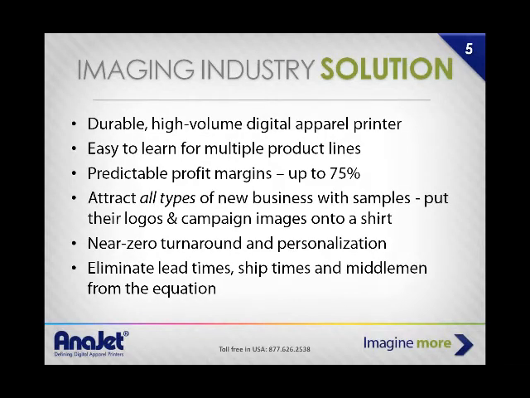So a solution, which is a lot of what I just covered in that previous slide. The Anajet garment printer, whether it's the Sprint, mPower 5 or mPower 10, gives you a durable, high-volume digital apparel printer. It's easy to learn for multiple product lines, not just garments, or T-shirts rather, but sweatshirts, really any type of fabric. It even does some canvas prints, some other things that I'll get into later. Predictable profit margins of up to 75%. It's absolutely realistic, depending on whether it's retail or wholesale, even more possibly.